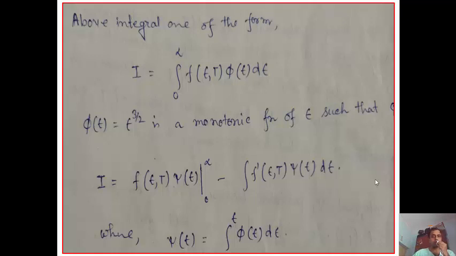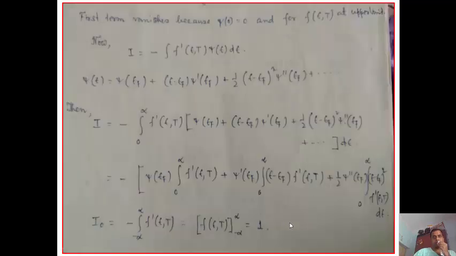It is a monotonic function of epsilon, and monotonic means it will increase with epsilon. I equals integral of f(epsilon, T) psi'(epsilon) d epsilon, that is, the integration of phi(epsilon) equals psi(epsilon). The integration is from 0 to infinity, and from the integration by parts formula we can write the differentiation of the first, that is f prime (epsilon, T) psi(epsilon) d epsilon. The first term vanishes because psi(0) equals 0, and f(epsilon, T) vanishes at the upper limit. Now I equals minus integral of f prime (epsilon, T) psi(epsilon) d epsilon.